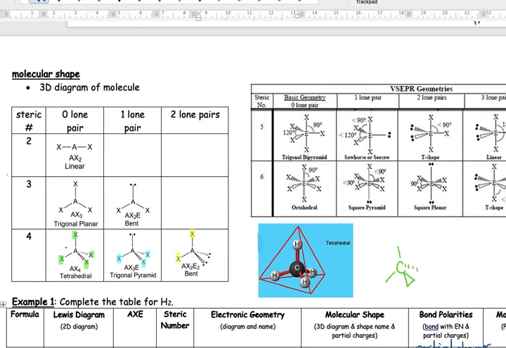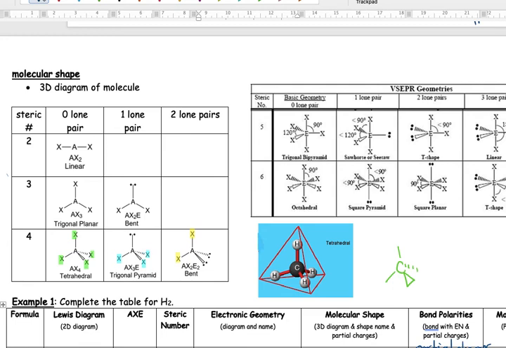When you have 4 peripheral atoms, you get a tetrahedral shape. But when you have 1 lone pair and 3 peripheral atoms, you're going to find that the lone pair needs space. It needs the other things to get away, so it'll push these other ones away. So you'll get this kind of pyramid shape with the other atoms.